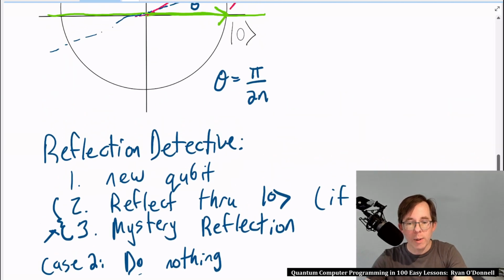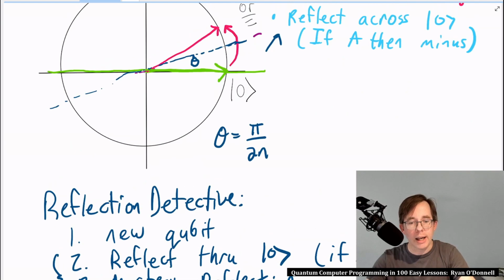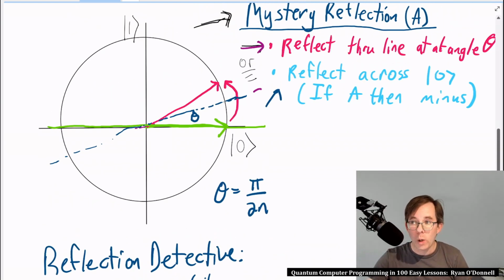Okay, but what about the other case, case 1, this red case here, where the mystery reflection actually is reflection across this line at angle theta? Well, as we saw in a previous lesson, if you do 2 consecutive reflections, that's equivalent to a rotation by twice the angle between the reflection lines. So here this angle is theta. So if we take a point, for example, this one, and we reflect it across the green line, it stays still, and we reflect it across the blue line, it goes up here to angle 2 theta. And that holds in general.